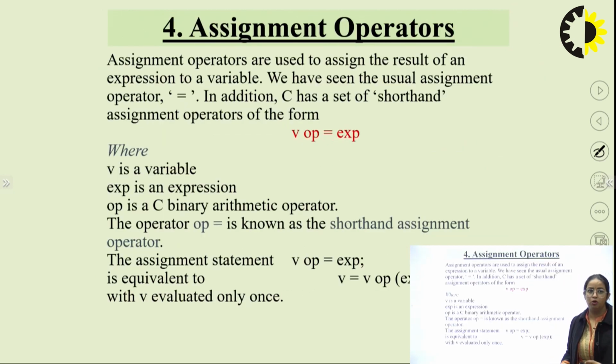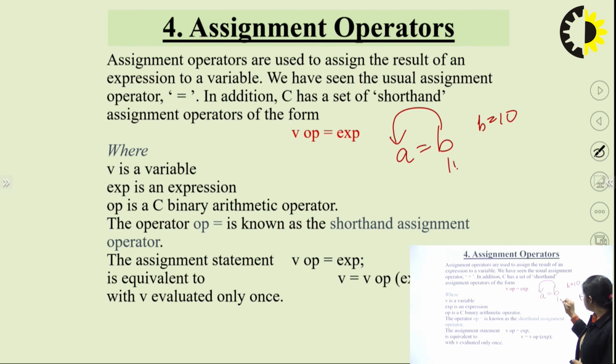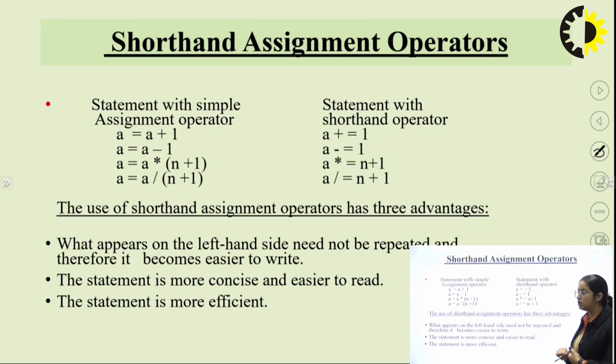Next is the assignment operator. As I have told you, if I write A equals B, that means B's value is assigned into A. If I take B equals 10, then B is assigned into A, and now A becomes 10. This is the assigning of a value. It works from right to left. So we have the example.